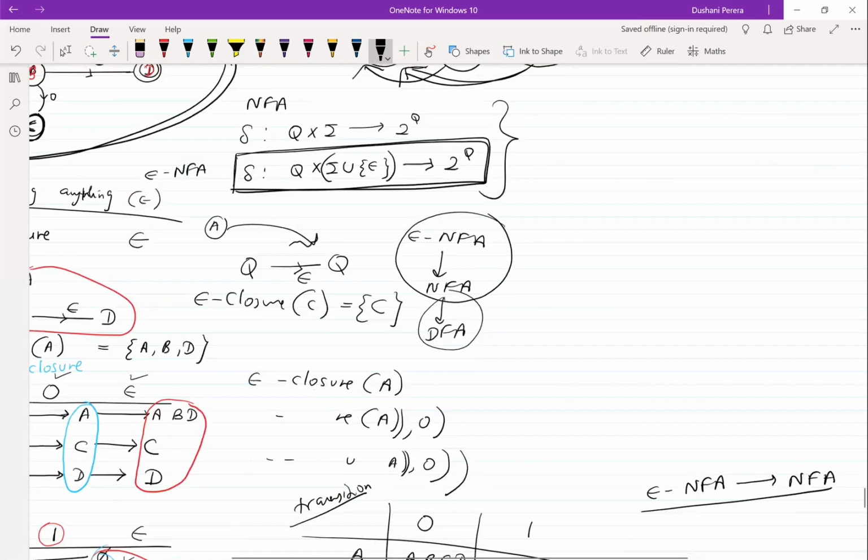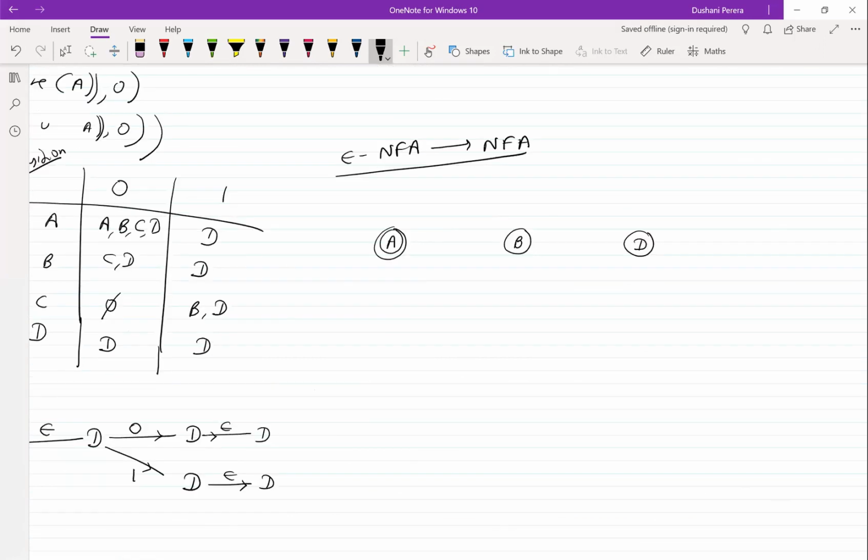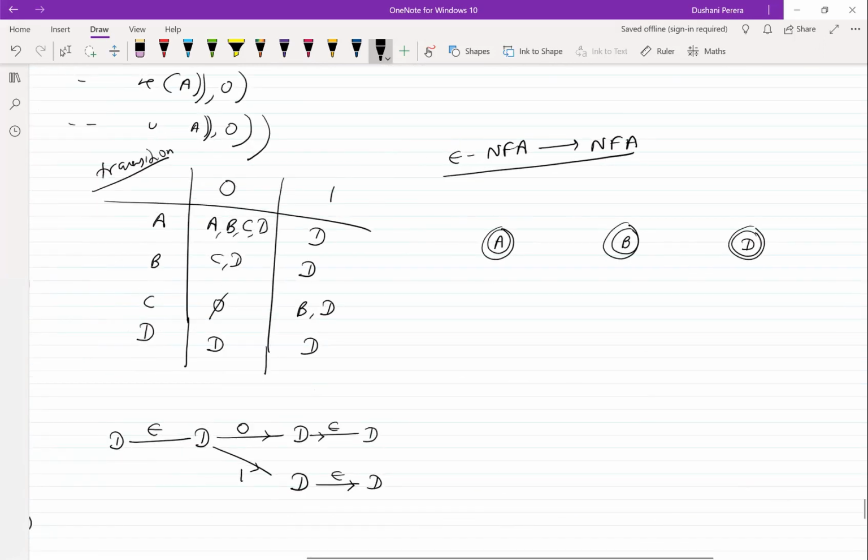Therefore, I make these two also my final states.